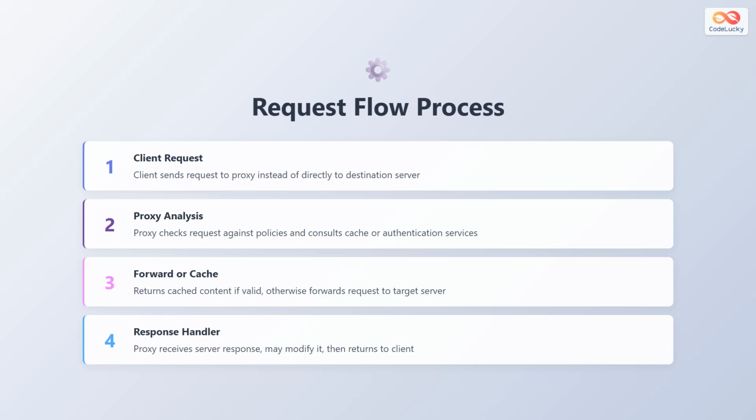The proxy request flow follows 4 steps. Step 1. Client request sends the request to the proxy instead of directly to the destination server. Step 2. Proxy analysis checks the request against policies and consults cache or authentication services. Step 3. Forward or cache returns cached content if it is valid, otherwise forwards the request to the target server. Step 4. Response handler receives the server response, may modify it, then returns it to the client.